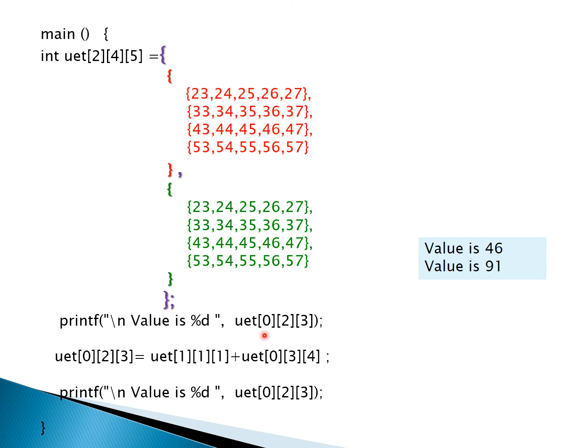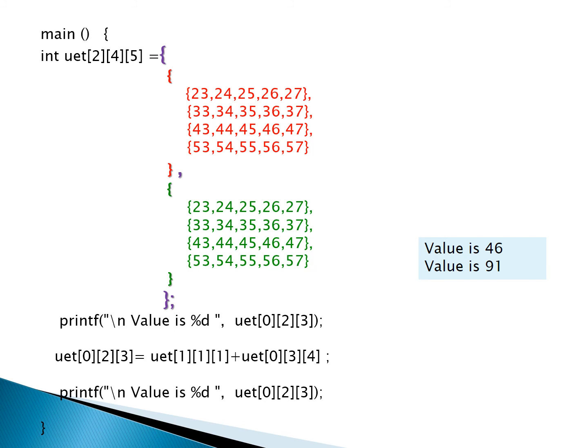So let's suppose 0, 2, 3, and 1, 1, 1, and 0, 1, 2, 3. So that is 46. If you remember, it's a similar example to the one we used for other arrays. Let's resolve these index numbers.